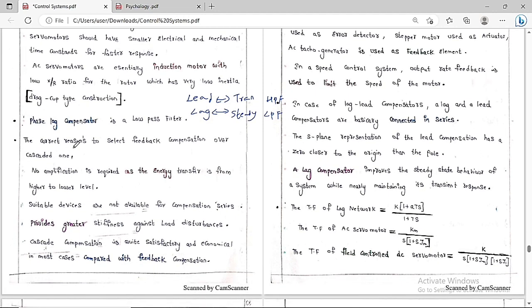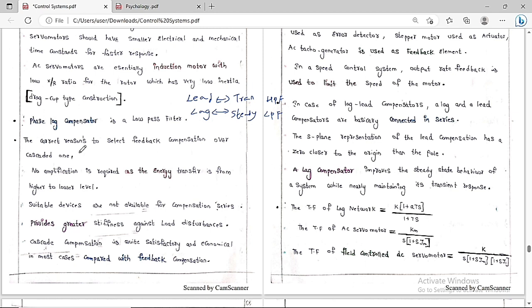The next one is the correct reasons to select the feedback compensation over the cascade one. So what are the correct reasons in order to select the feedback compensation over the cascade one? See, no amplification is required as the energy transfer is from higher level to lower level, whereas suitable devices are not available for series compensation. It is going to provide greater stiffness against load disturbances, and cascade compensation is quite satisfactory and economical in most cases compared with the feedback compensation.